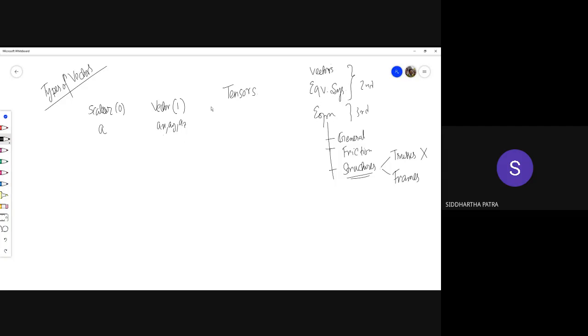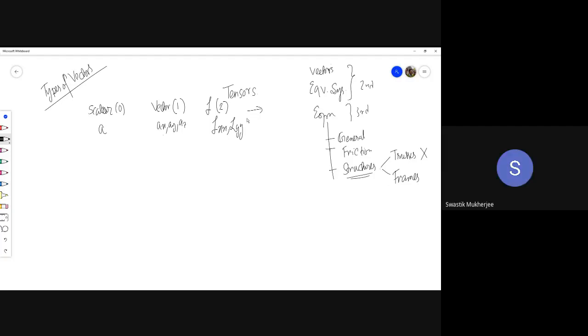I don't know whether you are familiar with moments of inertia. That is a second order tensor, and I can write the components as ixx, iyy, and so on. And then there are higher order tensors.